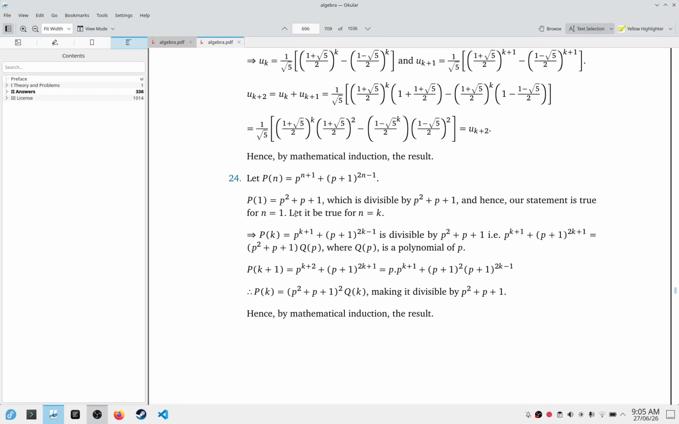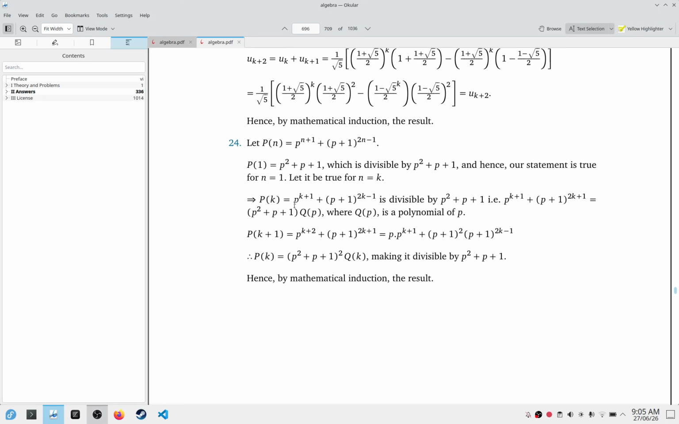So it is true for n is equal to 1. Let it be true for n is equal to k. So P(k) is equal to P raised to the power k plus 1 plus P plus 1 raised to the power 2k minus 1 is divisible by P square plus P plus 1, that is, the left-hand side is equal to P square plus P plus 1 multiplied by Q(P), where Q(P) is a polynomial of P.